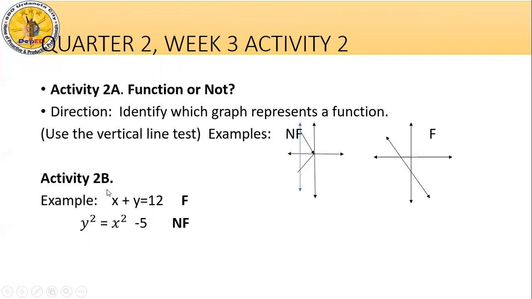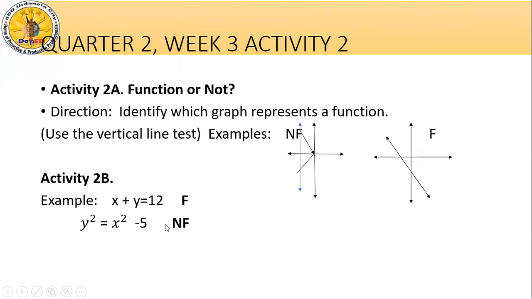For activity 2B, a relation may also be represented by an equation in two variables or the so-called rule. If we substitute any value of x, there should be a definite value for y. For example 1, x plus y equals 12 is a function.